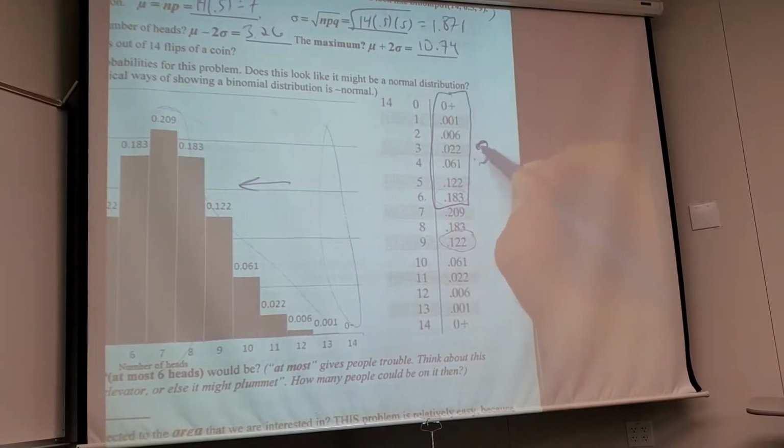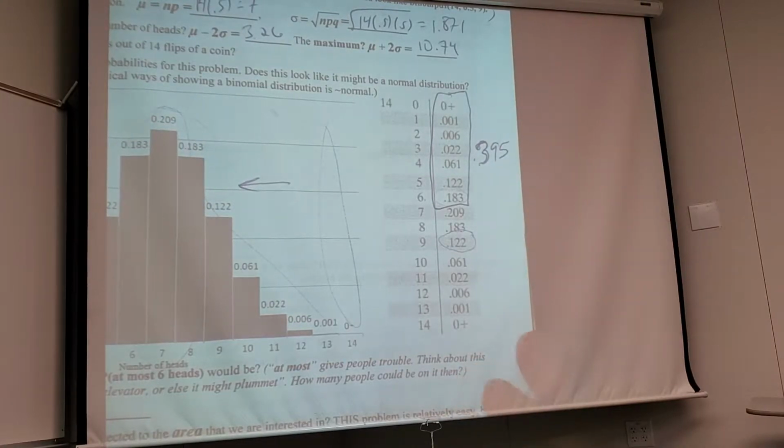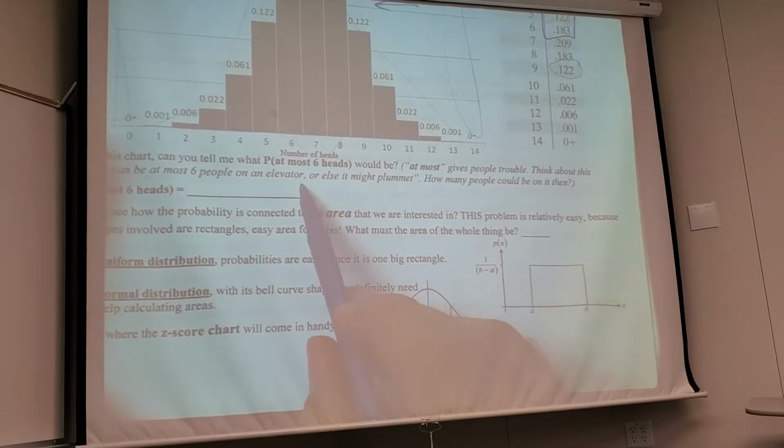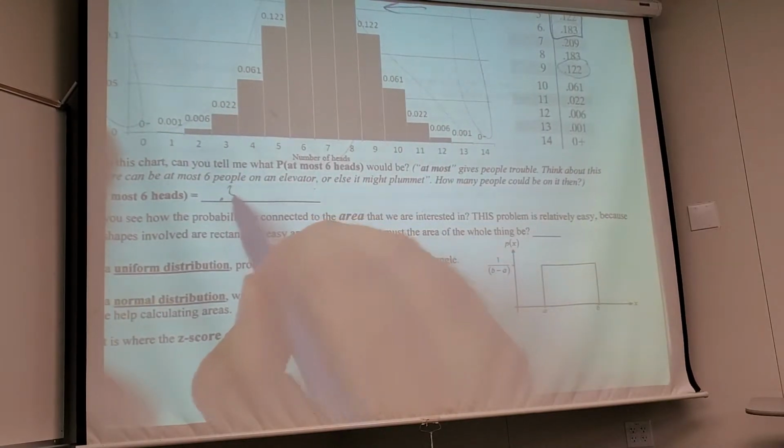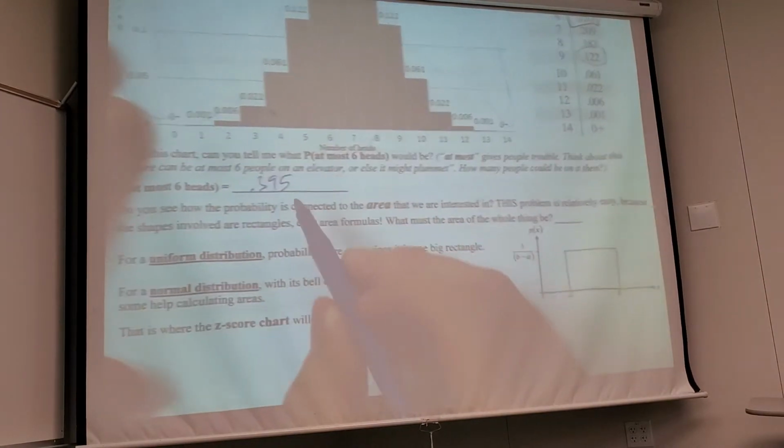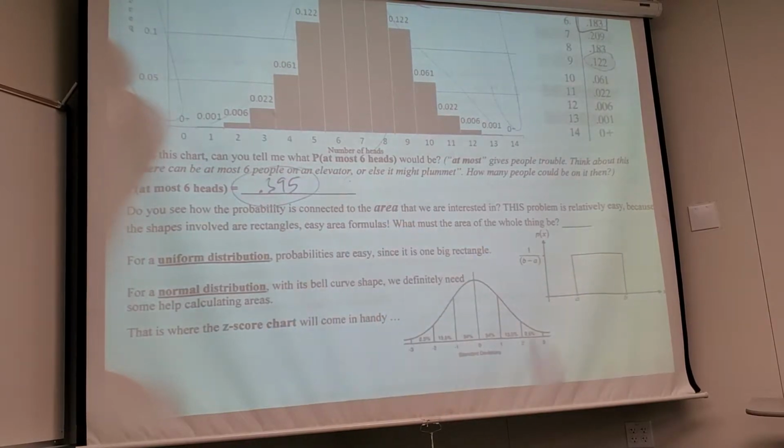You come with 3. You can look at it, Jeff. There you go. Okay. So that's that piece. So that's 0.395. I'm going to come back to that later if I have enough time.